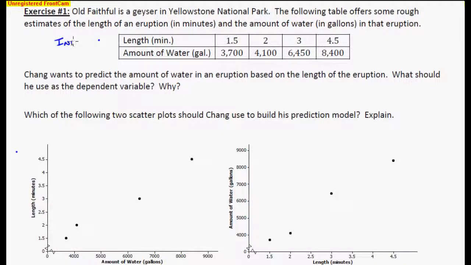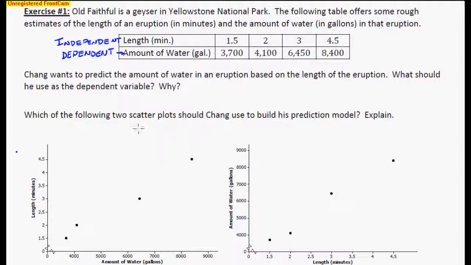So I'm just going to label this one independent. Okay. And they're asking me which one is the dependent variable. Well, the amount of water depends on how long of an eruption that you have out of the geyser. All right, so I'm going to say the dependent variable is the amount of water.